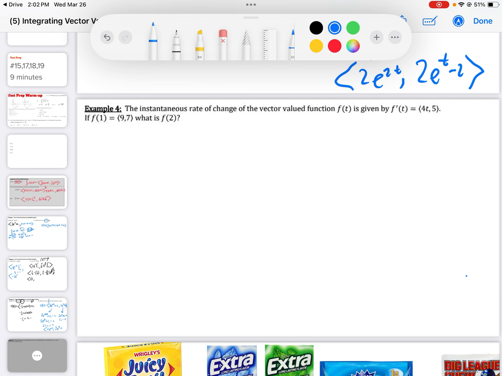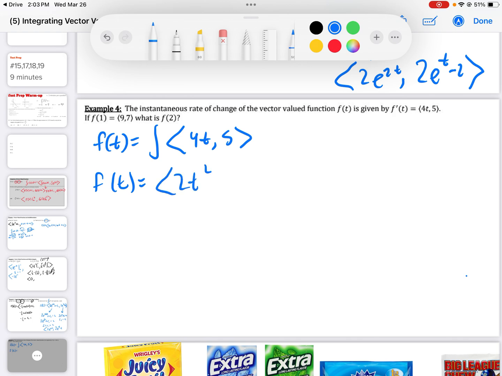So if I'm given f prime, if I integrate f prime, I'm given the original function f. So I need to do that. F of t is equal to the antiderivative of 4t, 5. So f of t is equal to 2t squared plus c1, 5t plus c2.